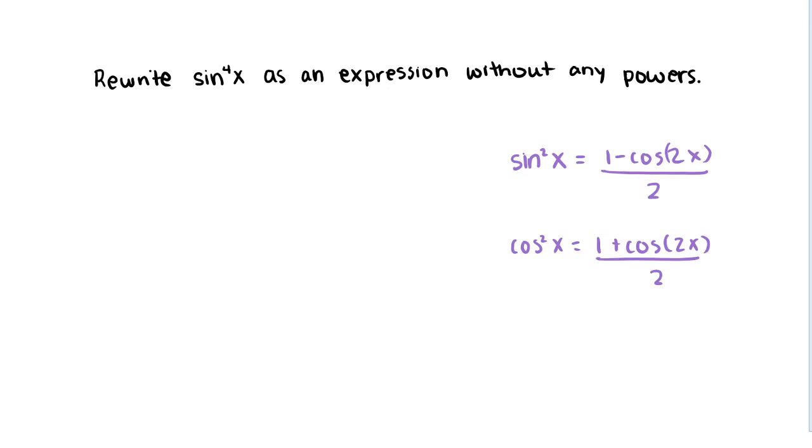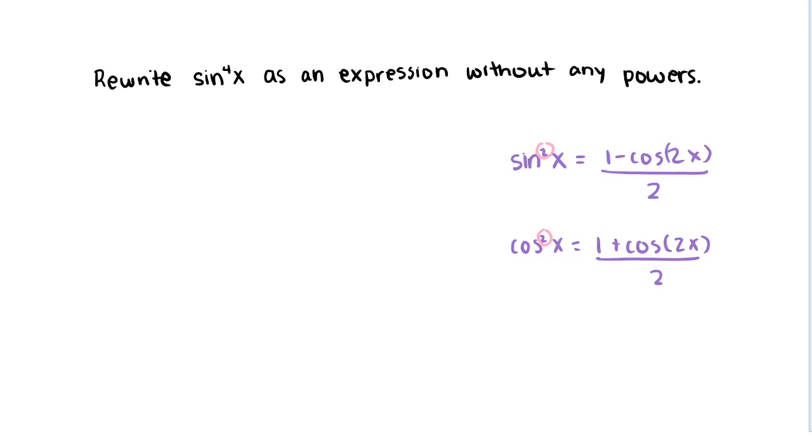So let's take our power reduction identities and apply them to this expression, sine to the fourth of x. We want to rewrite this expression as one without any powers. Our power reduction identities apply to these squares of sine and cosine, so if I want to apply them, I need to rewrite our expression in terms of sine squared of x or cosine squared of x.